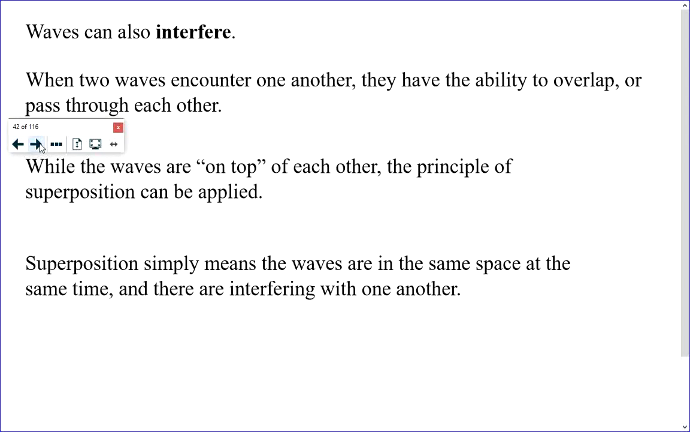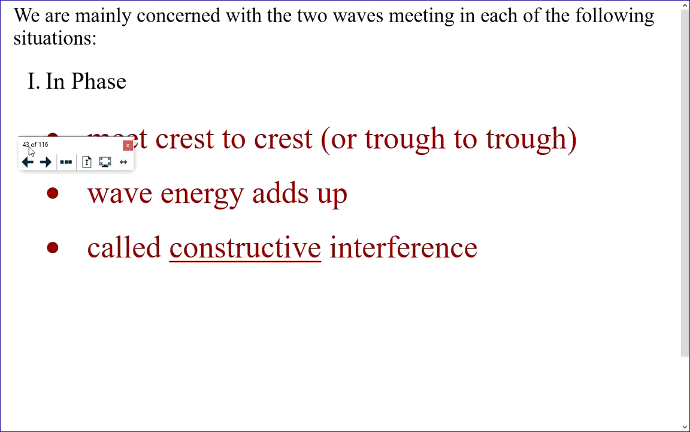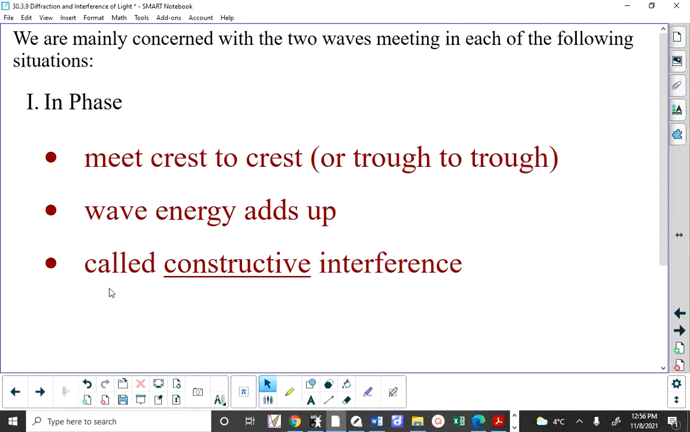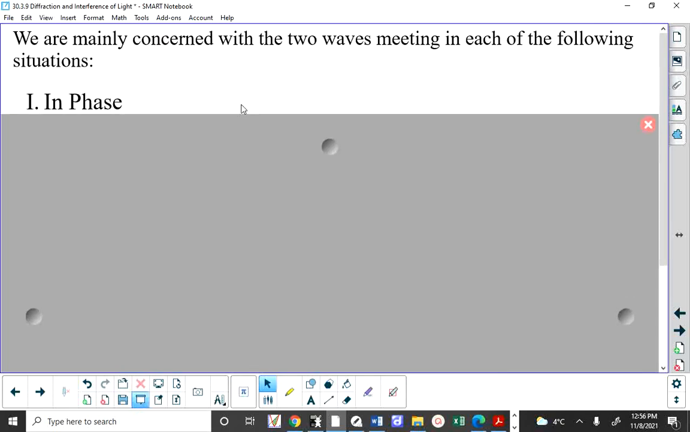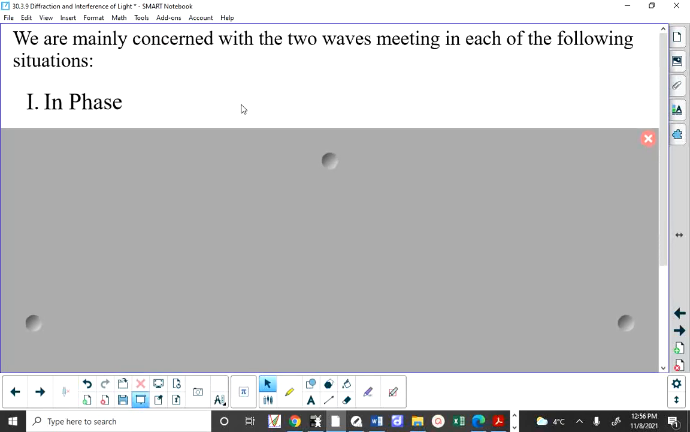It just means the two waves are existing at the same place at the same time, and they interfere with each other. So, I don't want you to see that whole thing just yet. So there's one type of wave interference that results when waves meet, and the phrase is in phase.